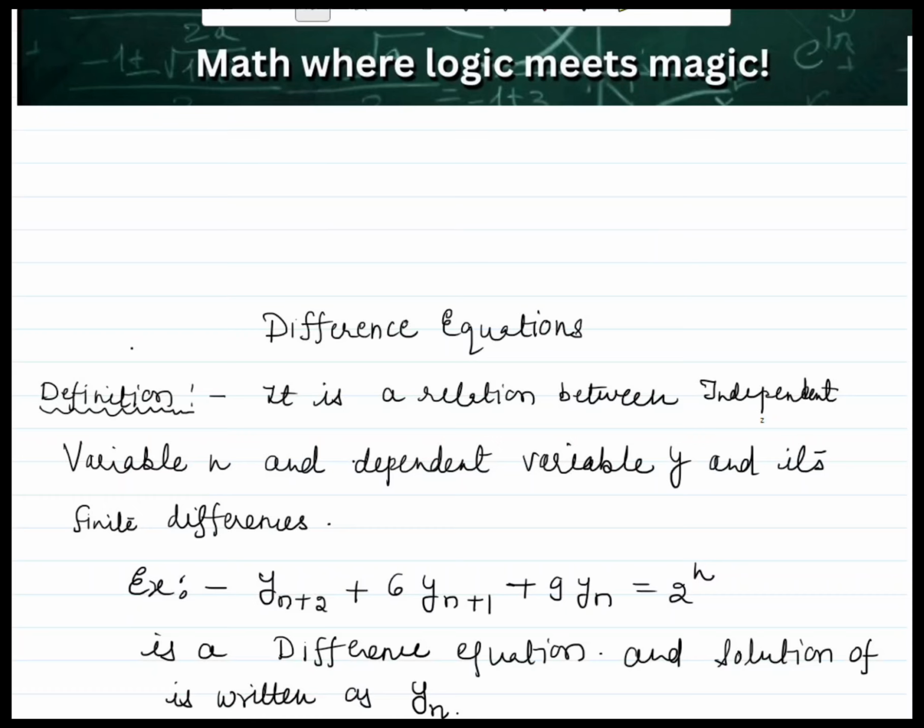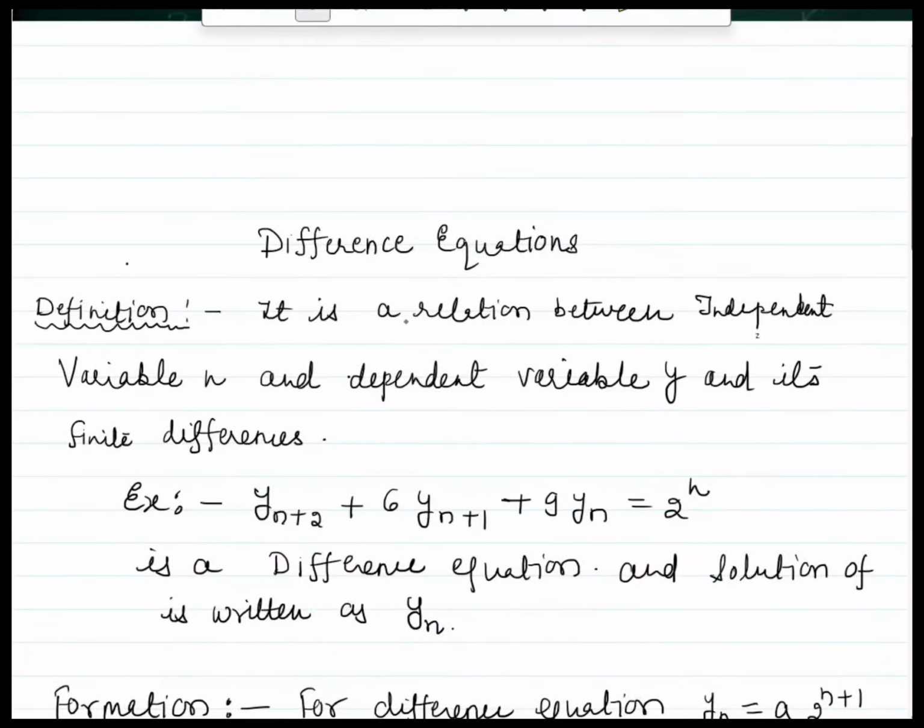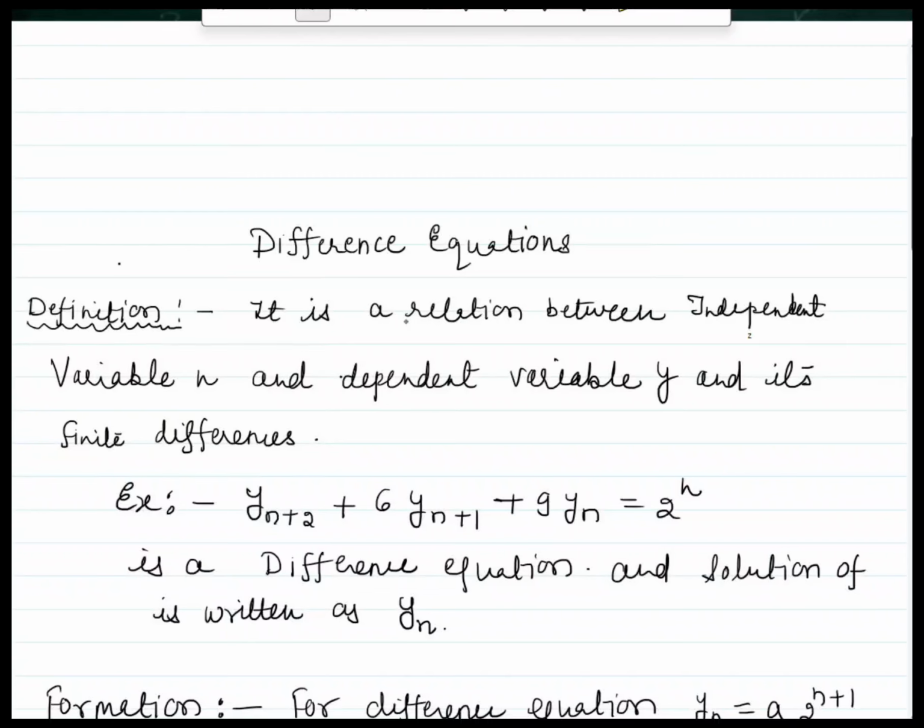Because if we have any function y in terms of x, or if we have any function given, so how we just convert that particular function into the difference equation. So let's see what is the difference equation. So difference equation is actually a relation between independent variable n and dependent variable y. So it is not necessary that we will choose the independent variable n and dependent variable y.